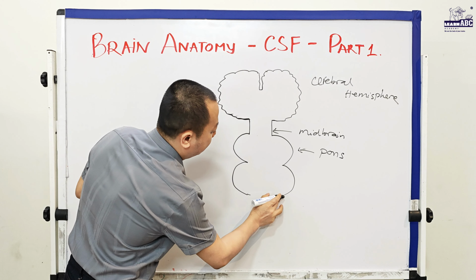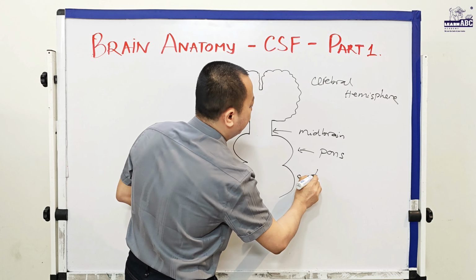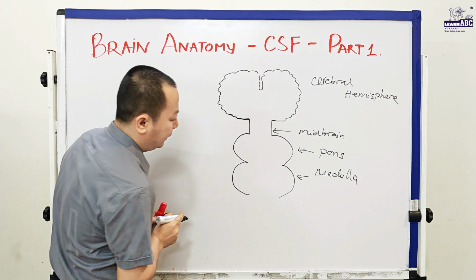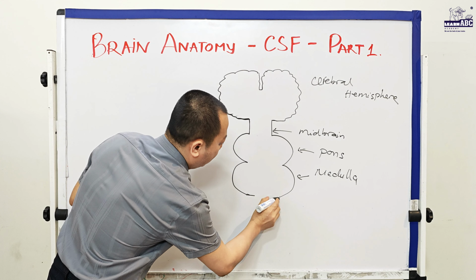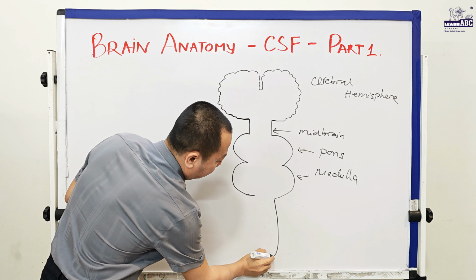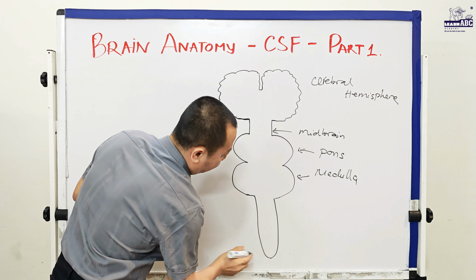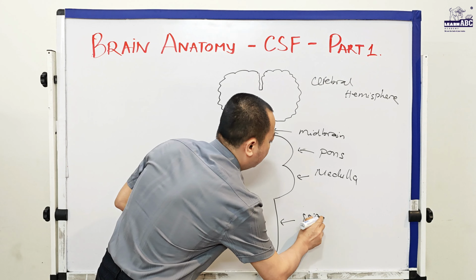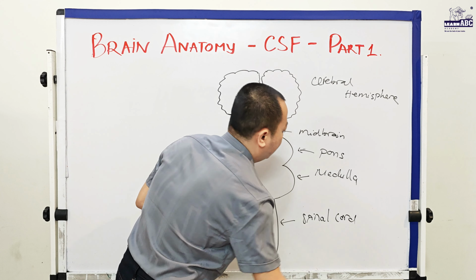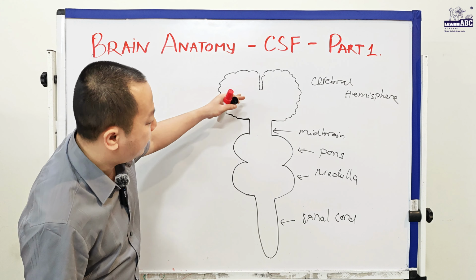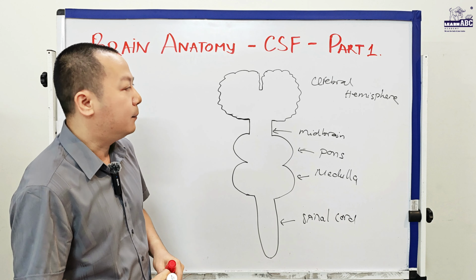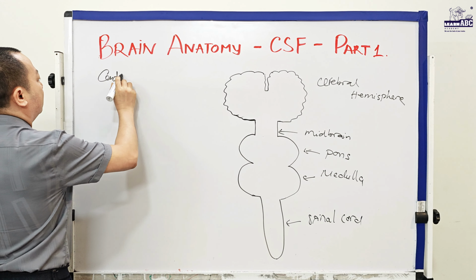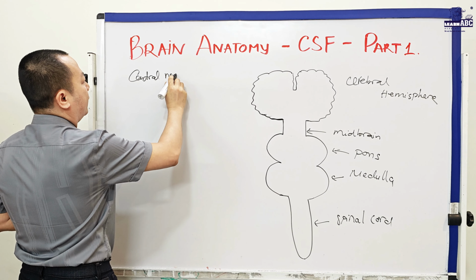And down from the pons, what do we have here? Of course, this is the medulla. And down from the medulla, we have the spinal cord. Now this is the basic structure of the central nervous system.